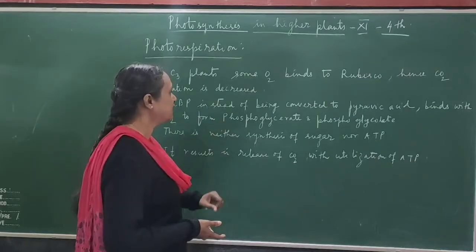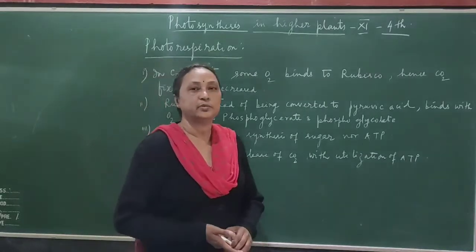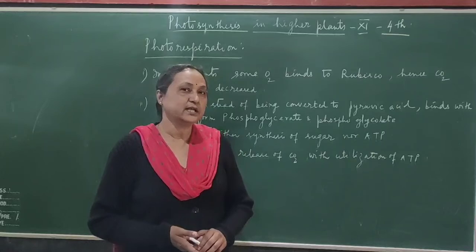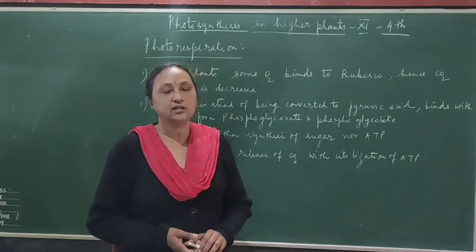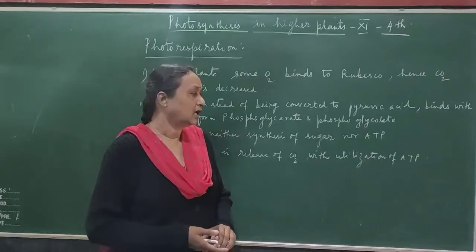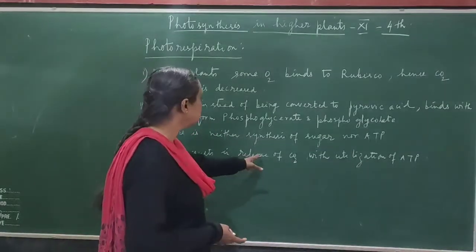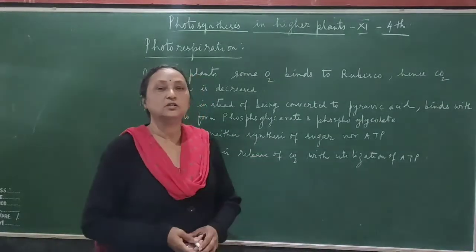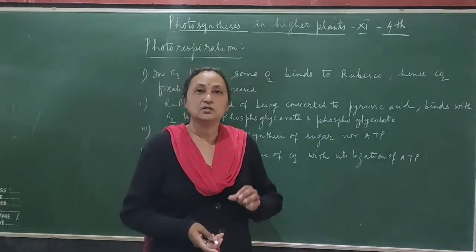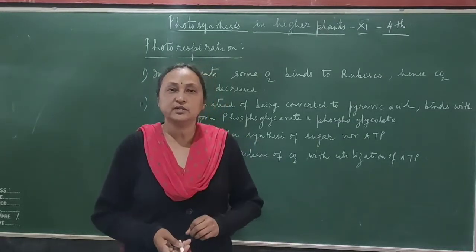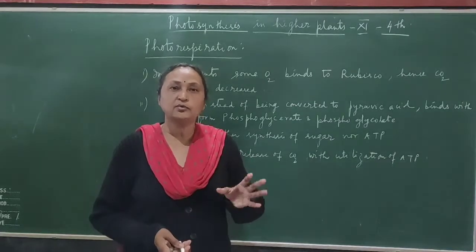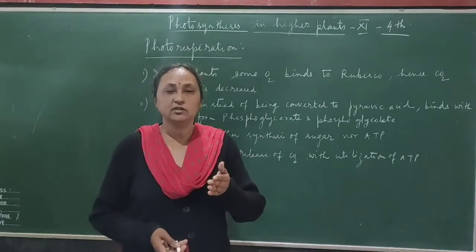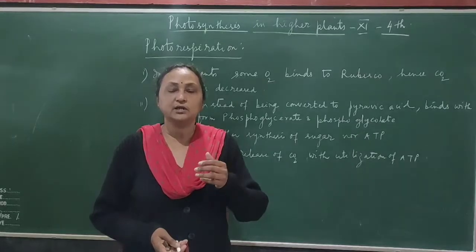There is neither synthesis of sugar nor ATP. When the Calvin cycle is not operating, there is no formation of sugar, and there is release of carbon dioxide by utilization of ATP. So this is a wasteful method. Why is it wasteful? Because here ATP molecules are used and no food is produced, but ATP is used to release carbon dioxide.